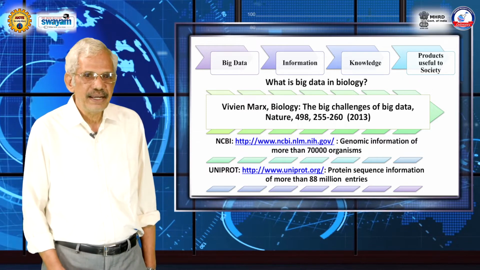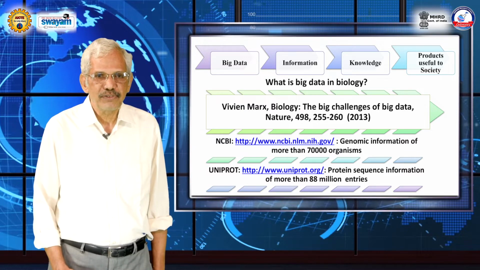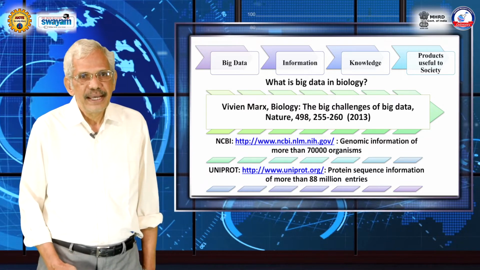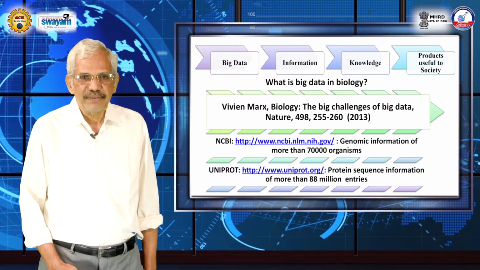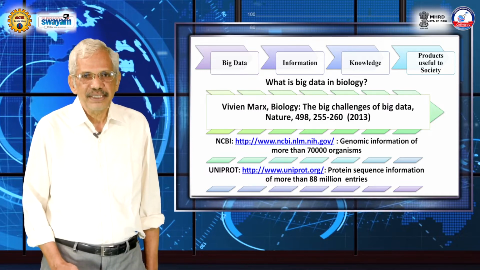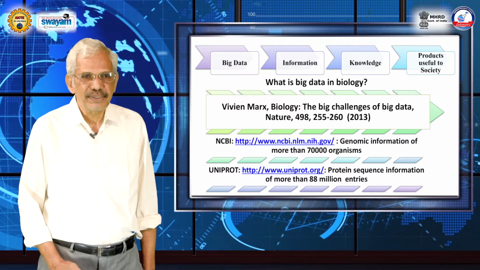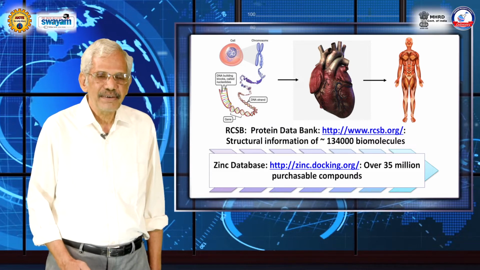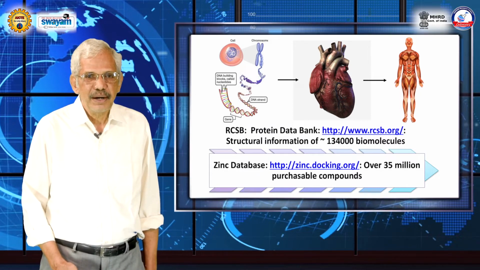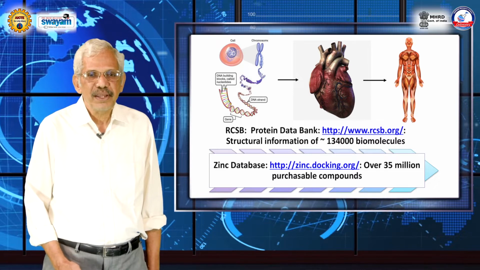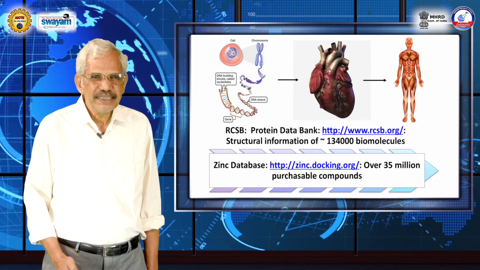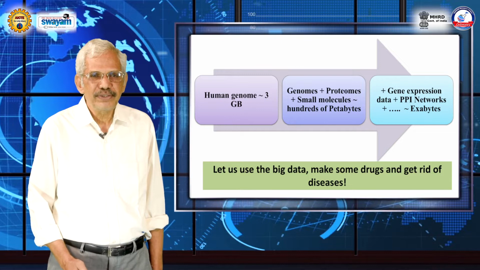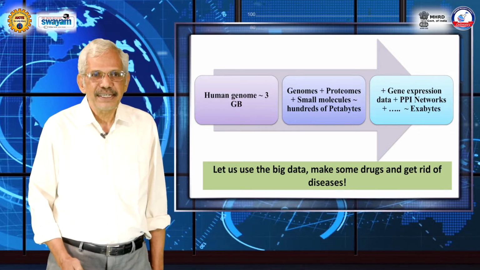Well, one area is the National Center for Biotechnology Information, which gives you huge amounts of genomic information of thousands of organisms. Another area is that of protein sequence information. Again, UniProt is a database which hosts millions of protein sequences. Then there are structural databases called Protein Data Bank, and there are small molecule databases also relevant to chemists, about 35 million purchasable compounds. With so many compounds available, how is it that diseases and disorders are still prevalent? And that's a big question. So let's see how we use this big data, make some drug molecules and get rid of diseases.